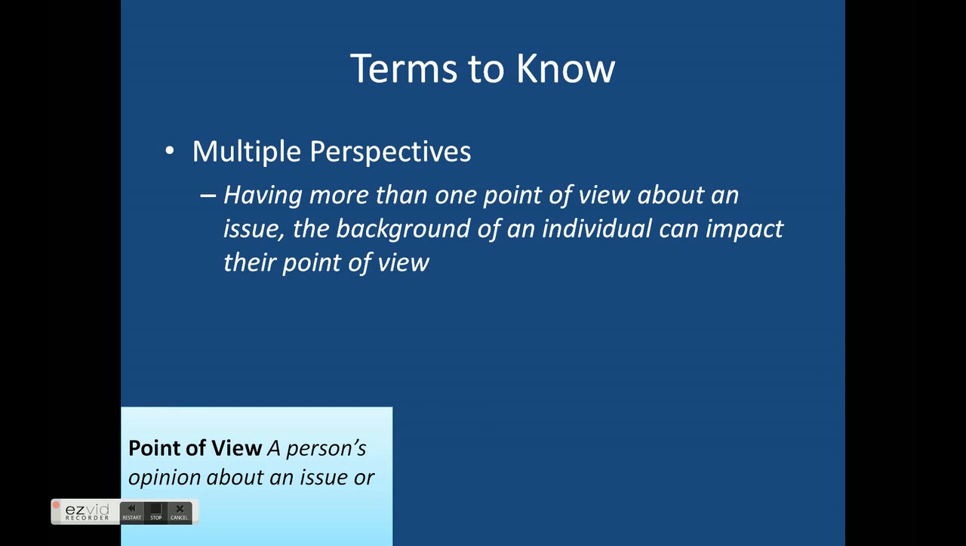The second concept we're taking a look at today is multiple perspectives. When you have more than one point of view about an issue, the background of the individual can impact their point of view. So when you're talking about slavery, slave owners are going to have a point of view, and so are slaves themselves. How they see something or how they talk about something, they're coming from two different perspectives.